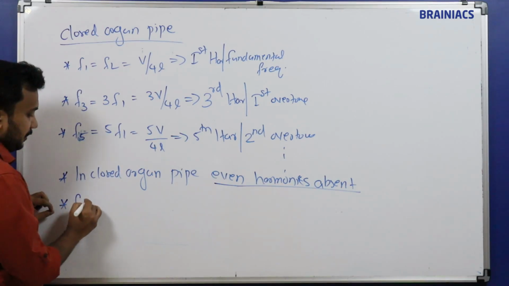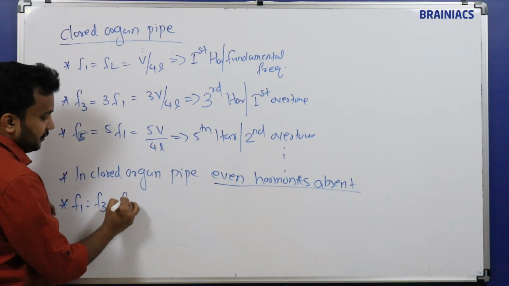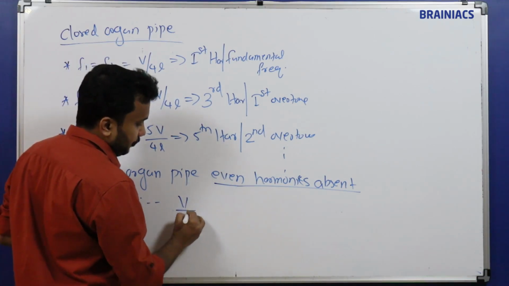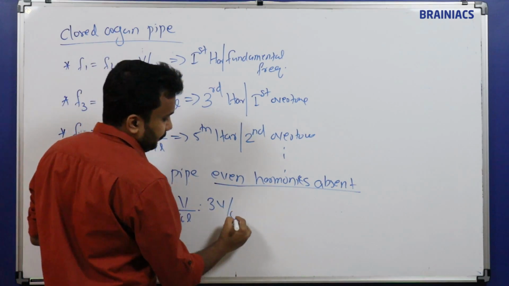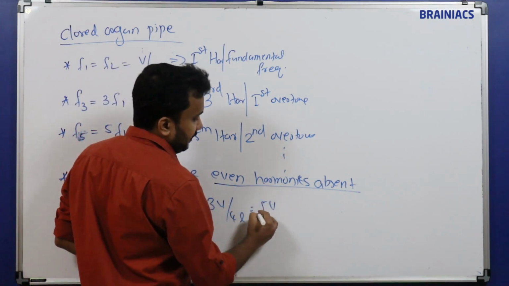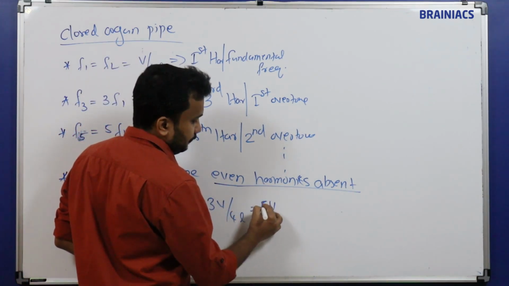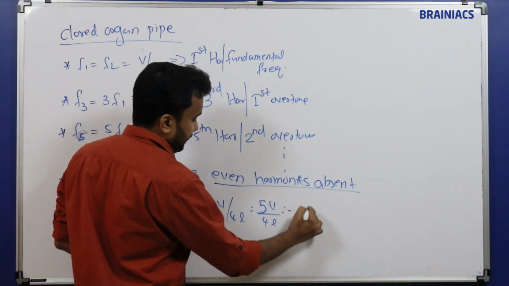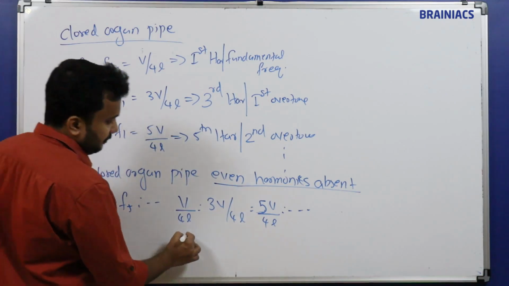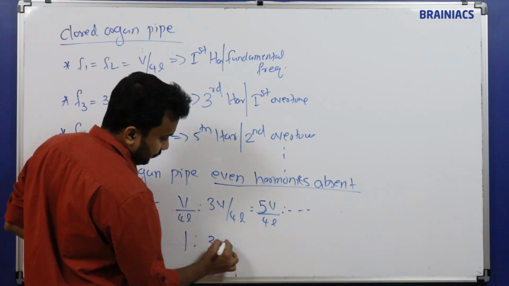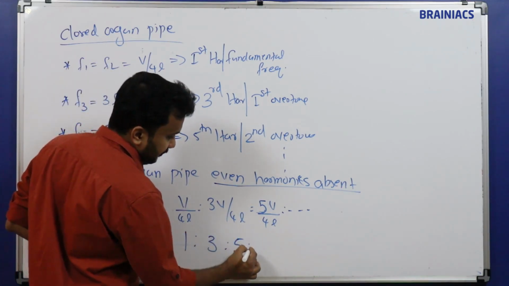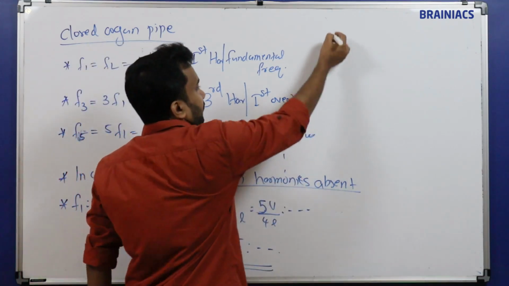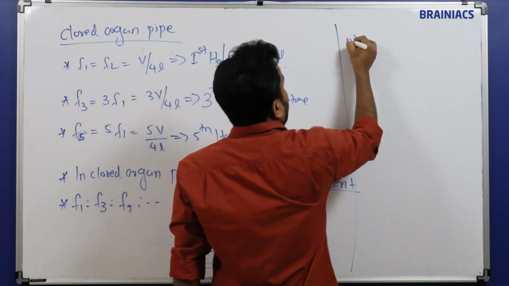So what is the ratio? F1 is to F3 is to F5 is to etc. What will come? V by 4L is to 3V by 4L is to 5V divided by 4L is to etc. Dividing by V by 4L, what will we get? 1 is to 3 is to 5 is to etc. Okay.